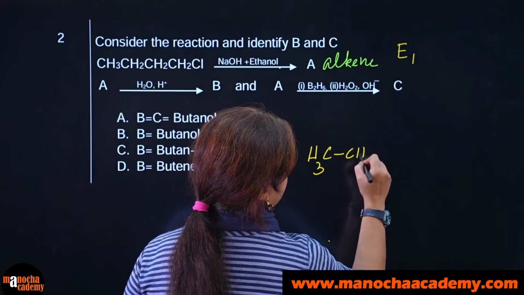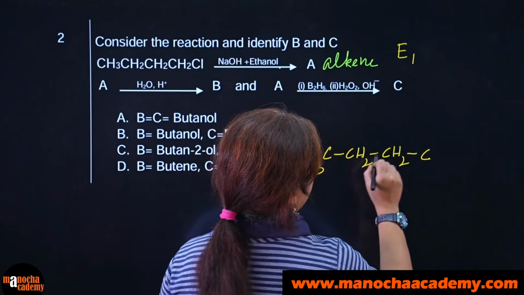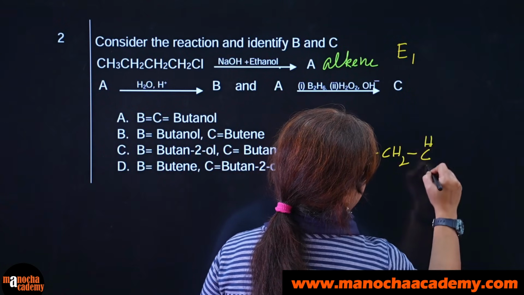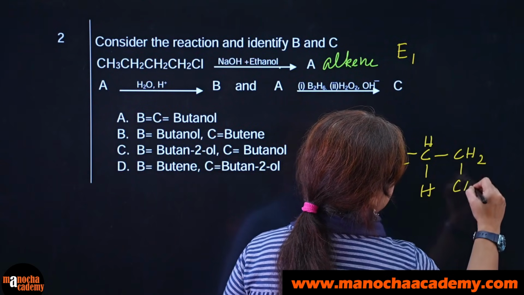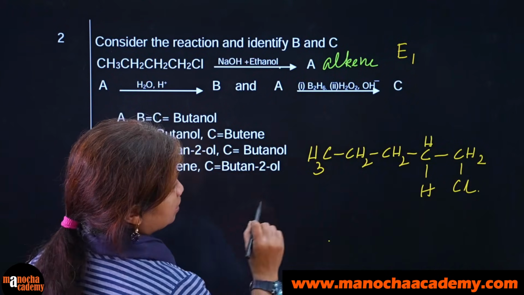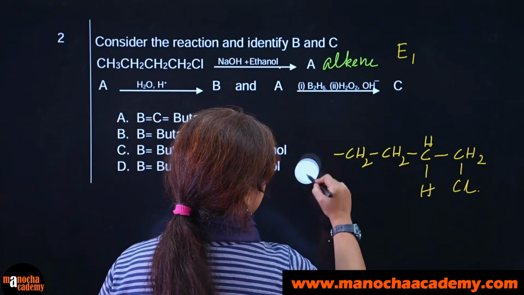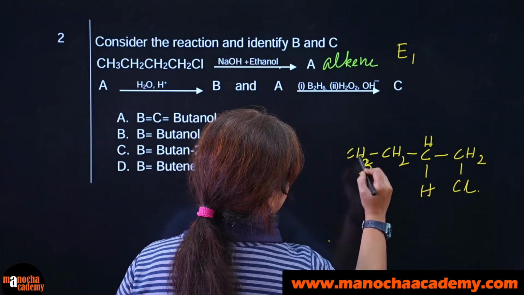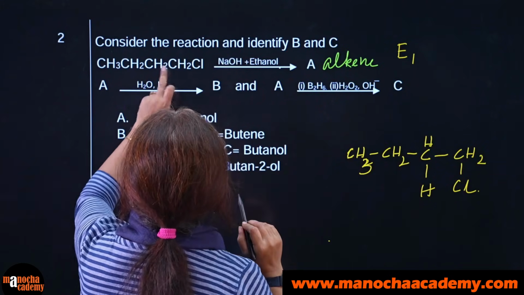CH3, CH2, CH2, CH2Cl. This is the structure given to us. 1, 2, 3, 4, 5 I made. 5 I made by mistake. I'll reduce this. This I'll make it 3. This is C. So 1, 2, 3, 4.